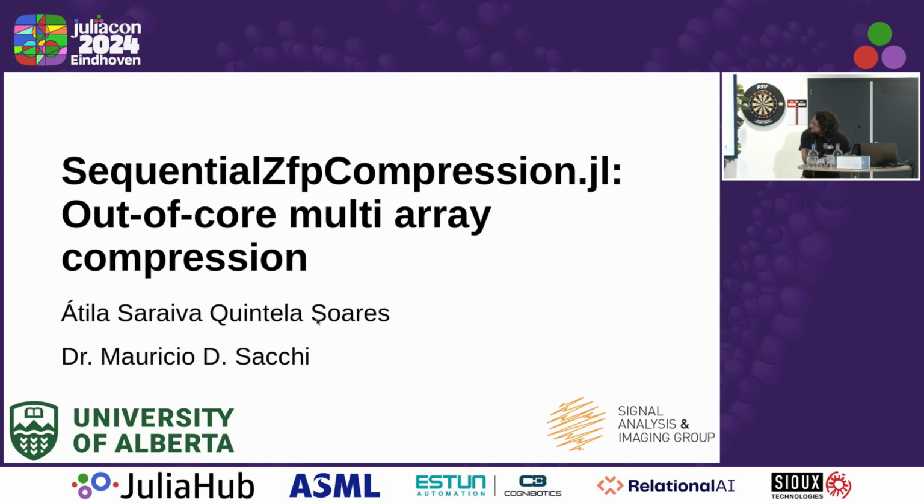Okay, so here at the University of Alberta, my advisor is Mauricio D Sacchi, as is in the presentation. I'm here to present a package that I developed last year called SequentialCompression.jl, out-of-core multi-array compression. I'm part of this signal analysis and imaging group, as you can see here in the corner.